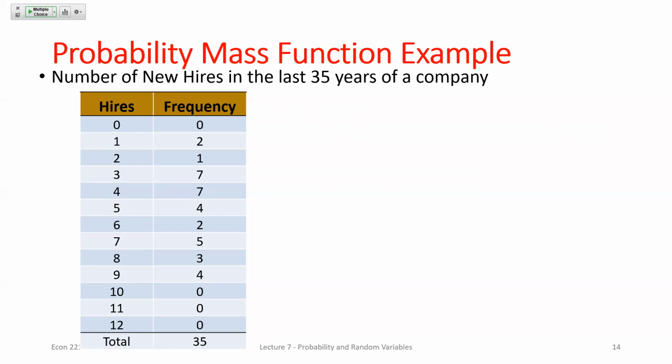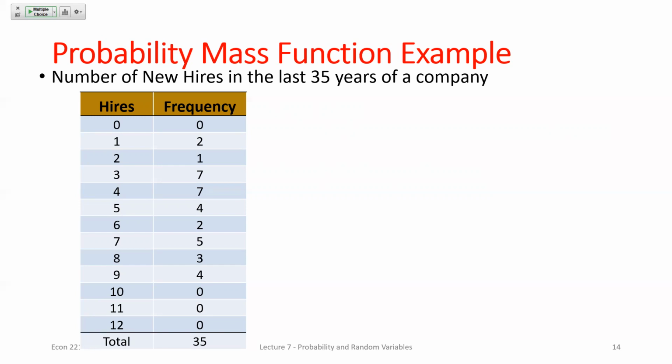Now, based off the historical data, we might want to project how many people they hire next year. So I've got my frequencies here and my number of hires. How can I start to empirically assign these probabilities, or how can I create the probability mass function? How can I turn those frequencies into probabilities? Simply divide them by 35, the total number of observations, right?